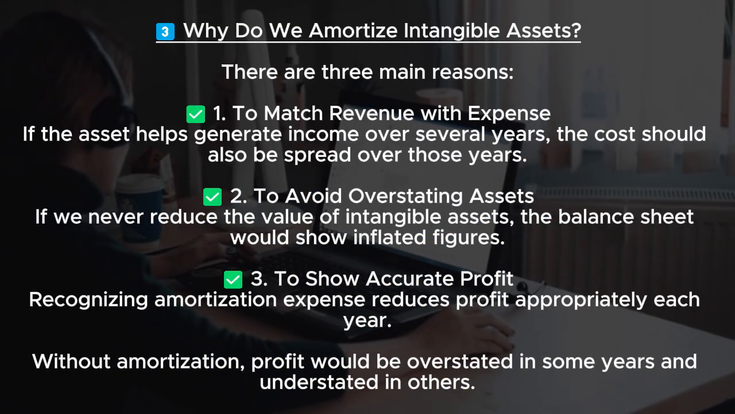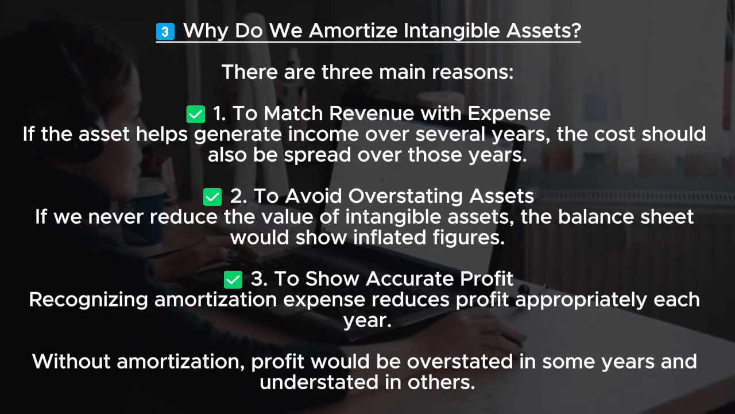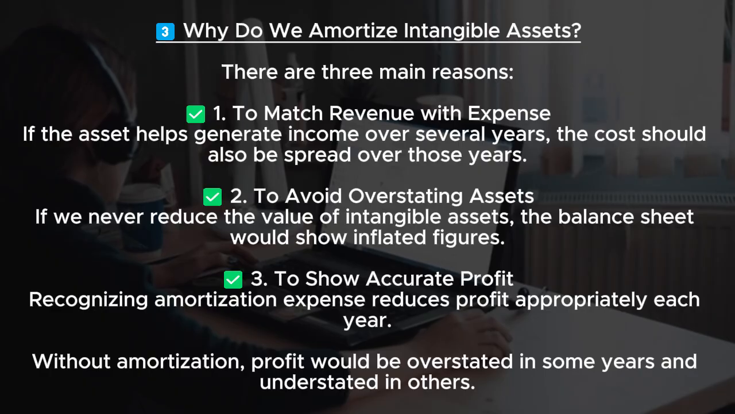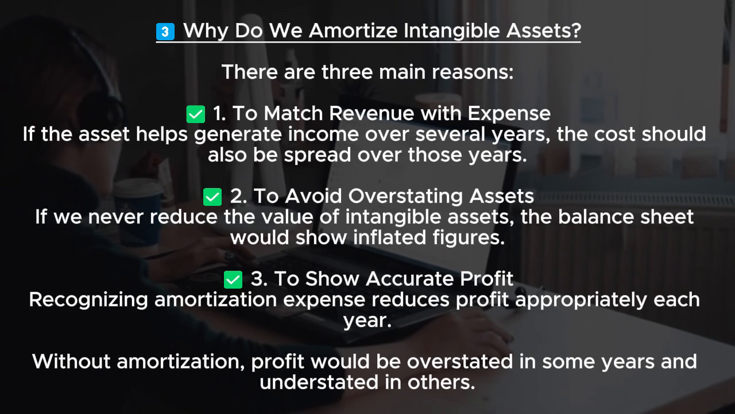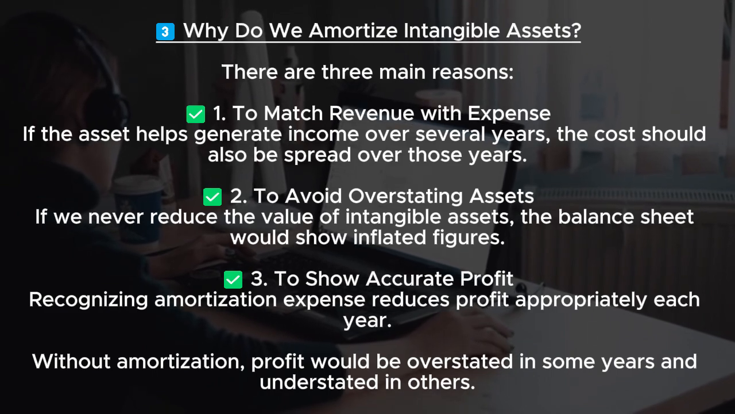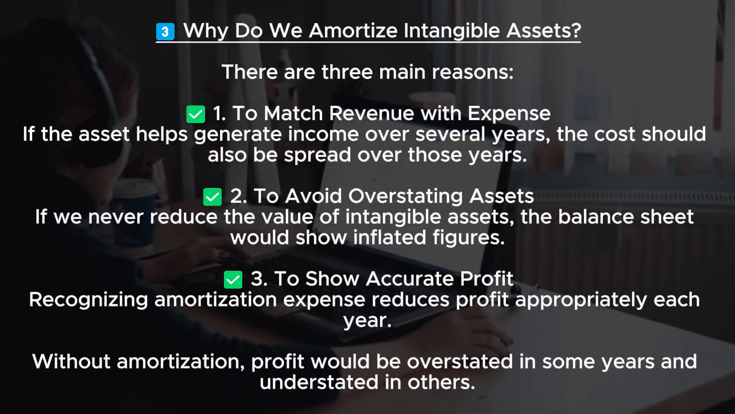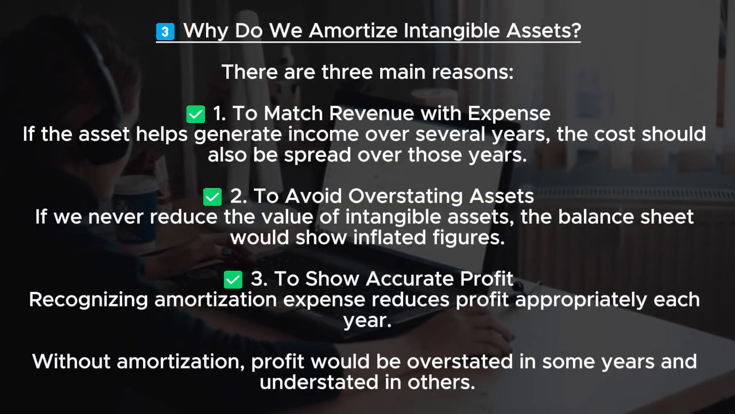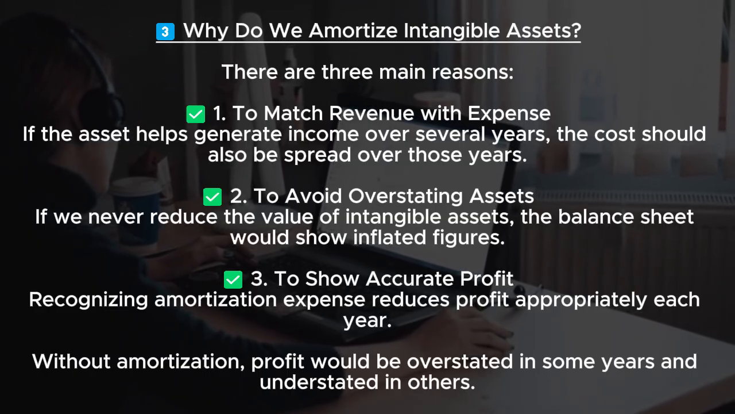3. Why do we amortize intangible assets? There are 3 main reasons. 1. To match revenue with expense. If the asset helps generate income over several years, the cost should also be spread over those years. 2. To avoid overstating assets. If we never reduce the value of intangible assets, the balance sheet would show inflated figures. 3. To show accurate profit. Recognizing amortization expense reduces profit appropriately each year. Without amortization, profit would be overstated in some years and understated in others.